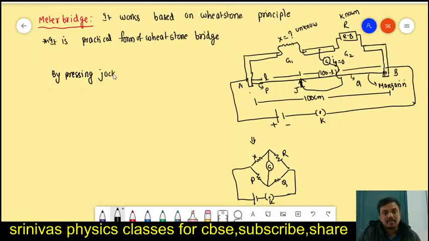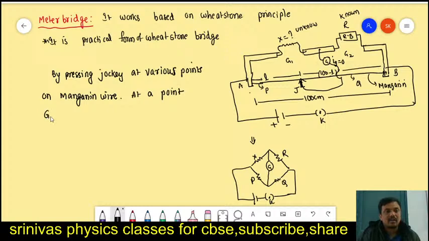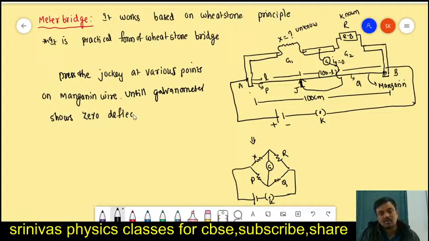Now what we have to do is press the jockey at various points on the manganese wire, the meter bridge wire, until the galvanometer shows zero deflection. At a particular point, the galvanometer shows zero deflection.